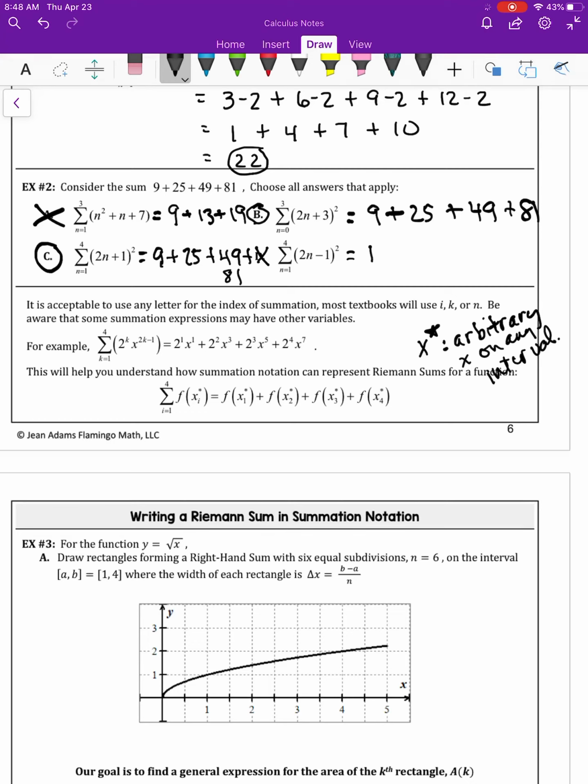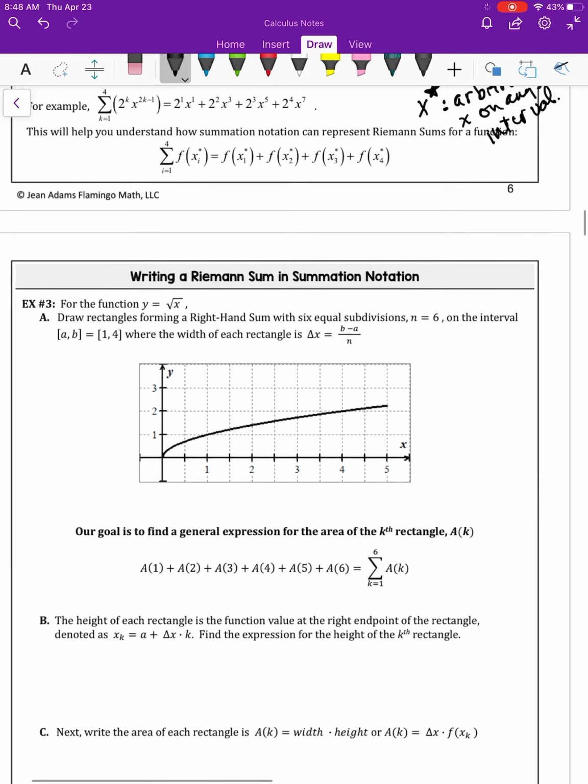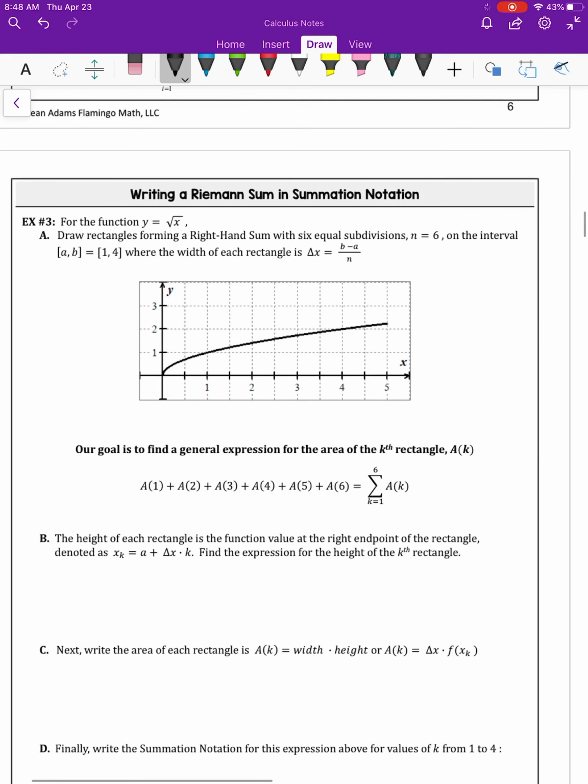And so you're basically, notice that this is like, if we said from 1 to 4, then that would be f of 1 plus f of 2 plus f of 3 plus f of 4. So if my x's were from 1 to 4. So these are going to be arbitrary x values depending on what the situation is, okay?